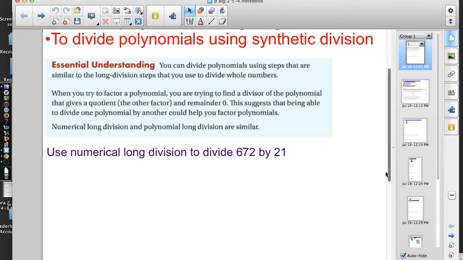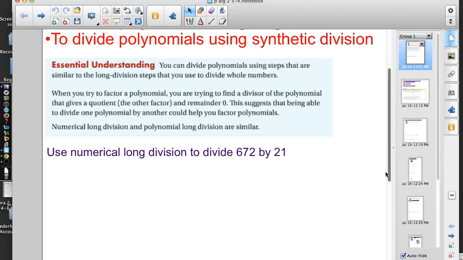When you try to factor a polynomial, you are trying to find a divisor of the polynomial that gives a quotient, the other factor, and a remainder of 0. We're trying to find the numbers that will divide into this nicely. Those numbers are factors. But in that last problem that you had me solve by graphing, we don't have the ability to factor that. It was an x cubed, and then it had an x squared, and then it had one number in the back. It's like, I haven't done anything like that before. I don't know how to factor that.